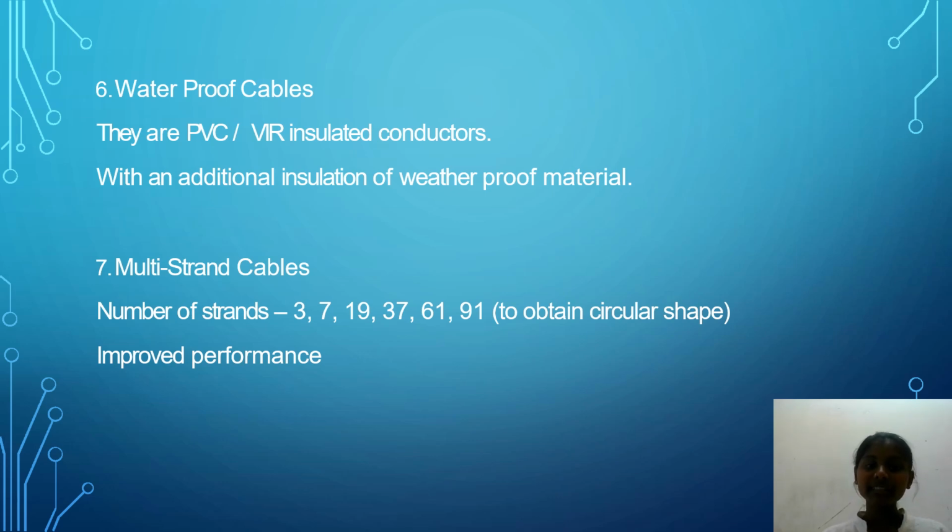And the seventh type is multi-strand cables. So what are multi-strand cables? The number of strands is 3, 7, 19, 37, 61, 91. Why are we choosing particularly these numbers? Because to obtain a circular shape, right? For example, take the number of strands as 3: 1, 2 and 3. The three strands make a circular shape. So to obtain circular shapes we choose these particular numbers, right? And by using multi-strand cables, the performance is improved, right?